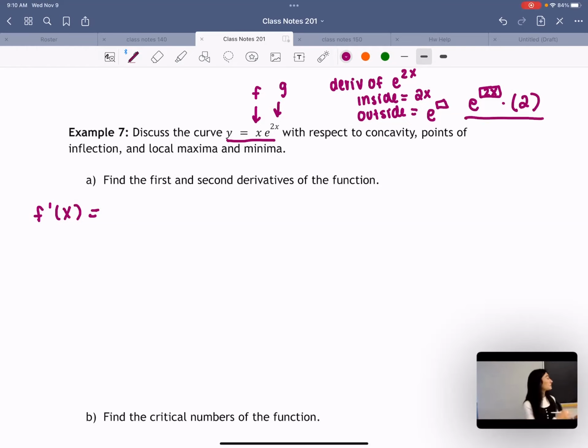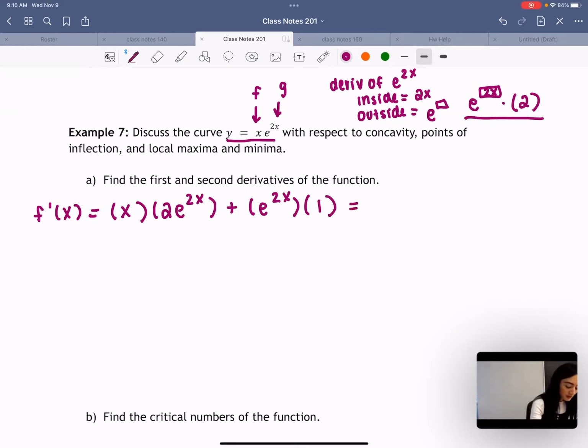Now let's do the product rule. It says we have to do the first, which is x, times the derivative of the second, which we said was 2 e to the 2x. And then we're going to add on the second, e to the 2x, times the derivative of the first, which is 1. Cleaning this up, this is 2x e to the 2x plus e to the 2x.